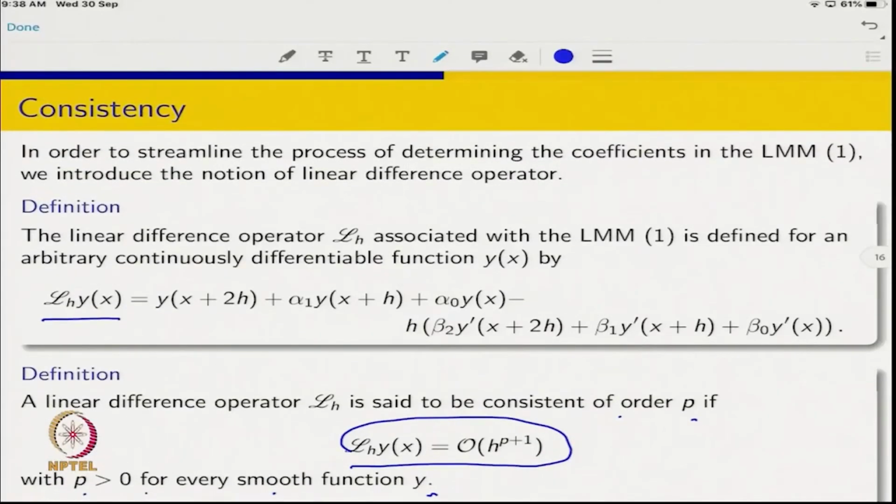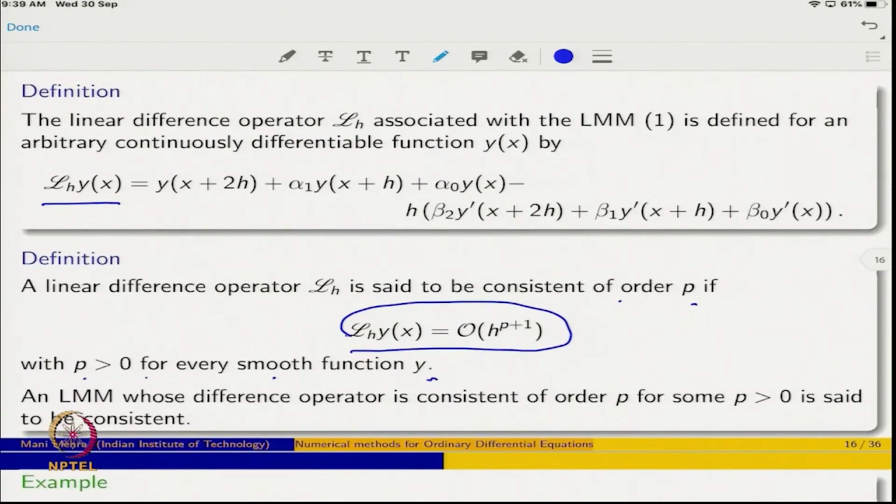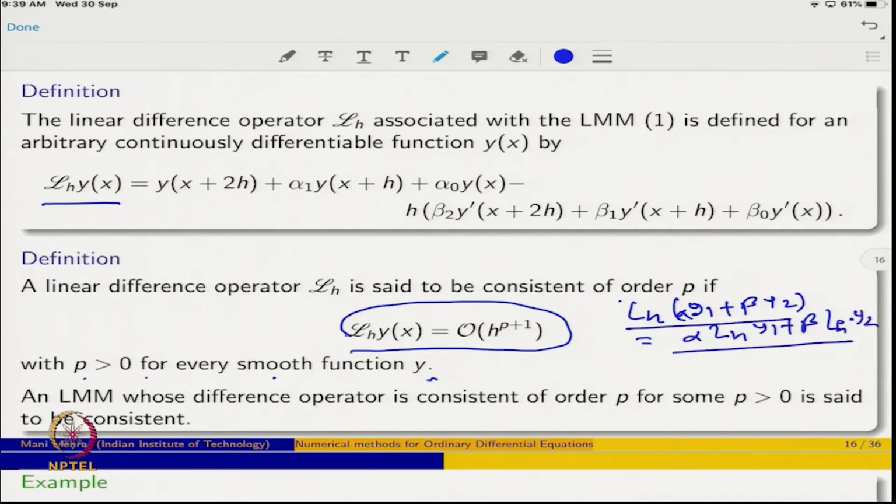And of course, we call it a linear difference operator because this is a linear operator, which you can check. What is the definition of a linear operator? L_h(alpha y1 + beta y2) should be equal to alpha L_h y1 + beta L_h y2. You can check this, that is why we call it a linear difference operator. So, an LMM whose difference operator is consistent of order p for some p greater than 0 is said to be consistent. That is what I have already said.